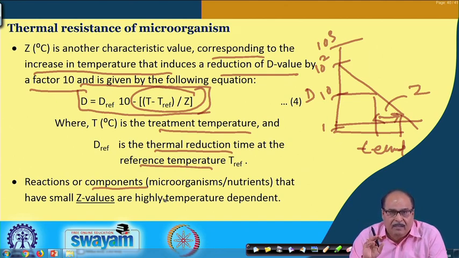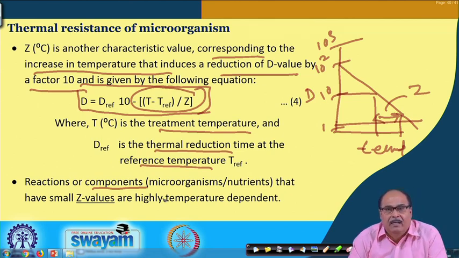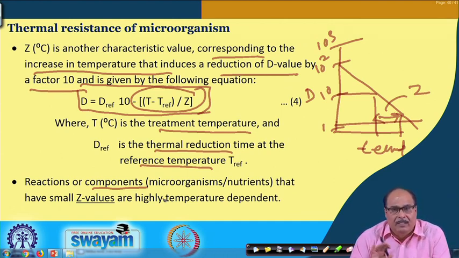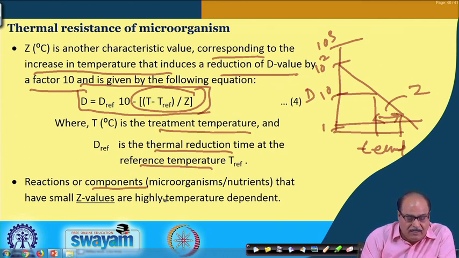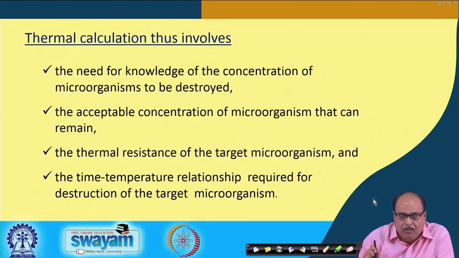In other words, one has to increase the temperature by 50 degrees to get that 1 lakh cycle reduction in D value, whereas in the other case, by increasing the temperature by just 10 degrees, we can get a 1 lakh cycle reduction in D value. So, the components that have a small Z value are highly temperature dependent; they can be more influenced by the temperature.